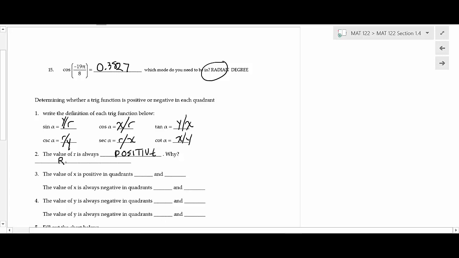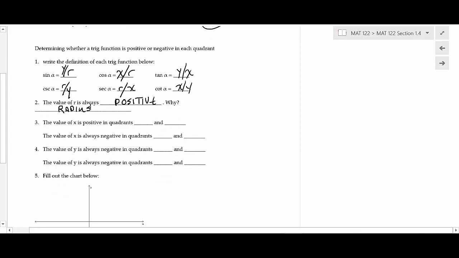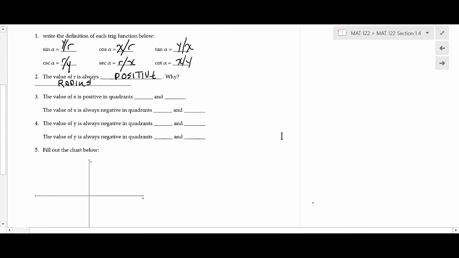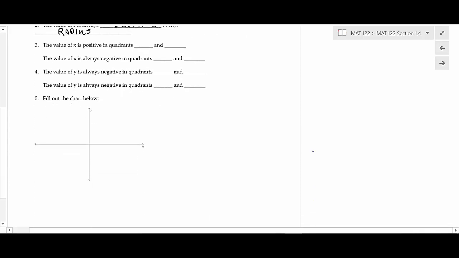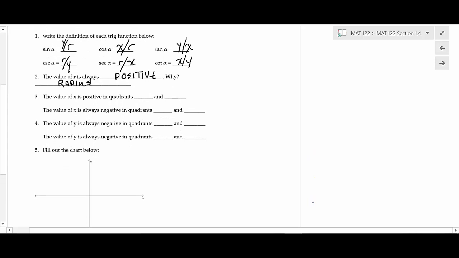That represents a radius, so therefore it's representing a distance, and distance is always positive. Okay, so what we're going to do is look at the signs, and go through a process on this. So let's think about where x is positive. Let's go through and look at the different quadrants, and we're going to reason out something about the trig functions, which is real important.